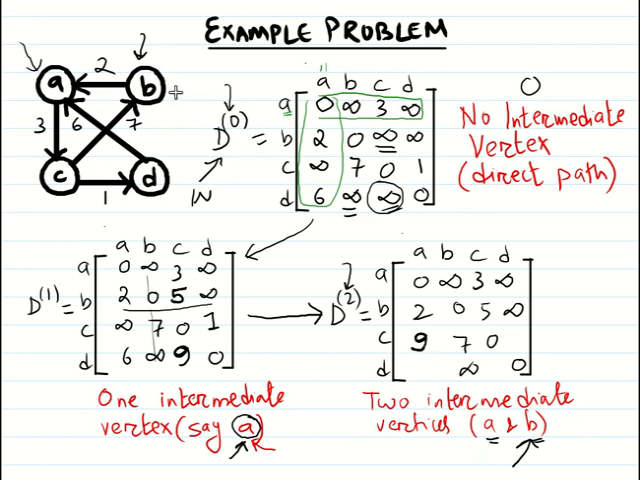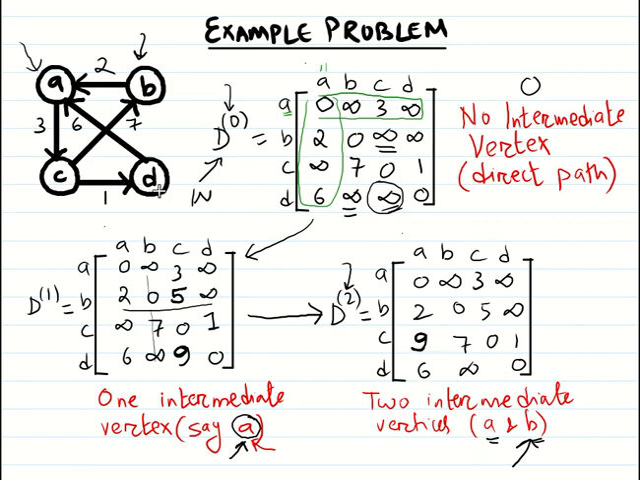Via B I can go to A from C, so C to A via B, 7 plus 2 is 9. C to D it was 1, again if I go via B or via A I cannot get a better distance, so copy 1 as it is. D to A it was 6, if I go via B I can go to B from D, and so this is copied as it is, 6, no changes.